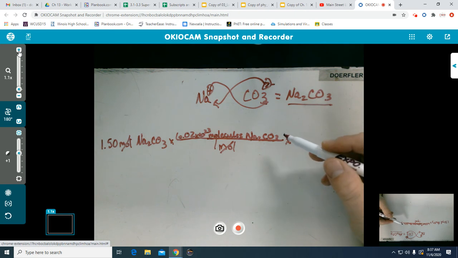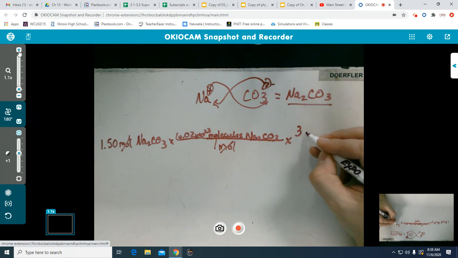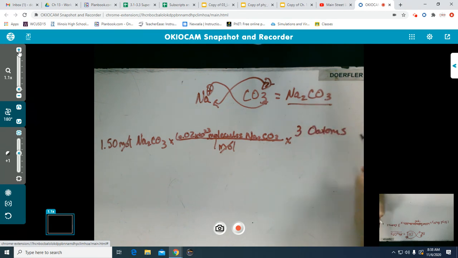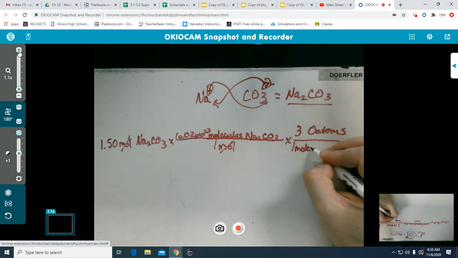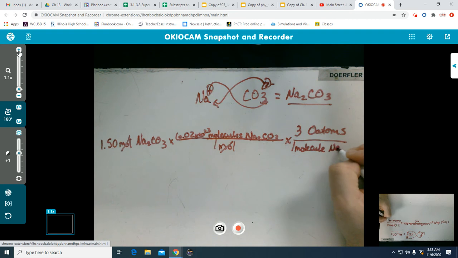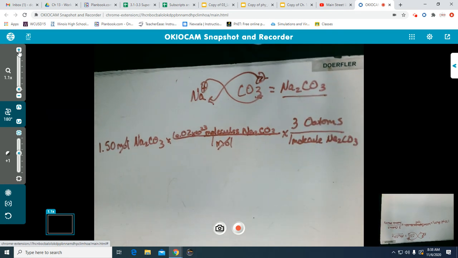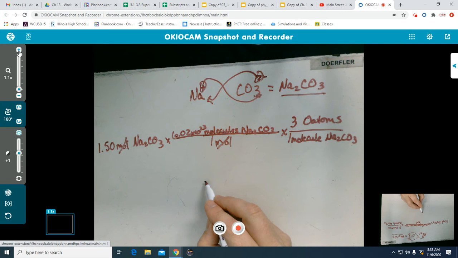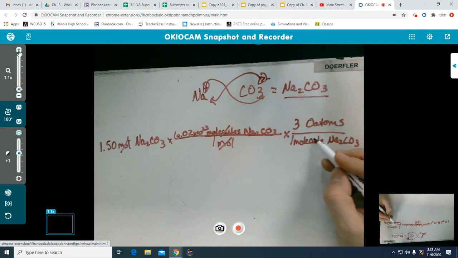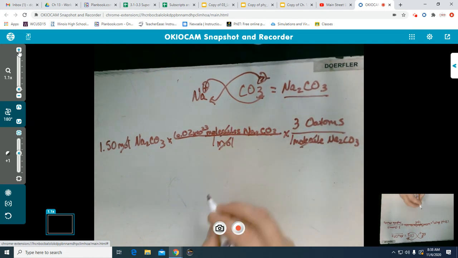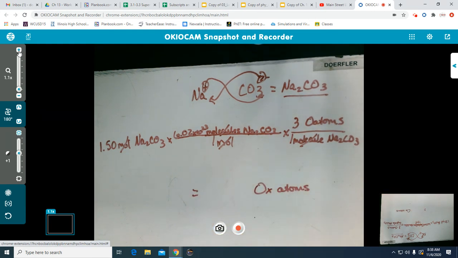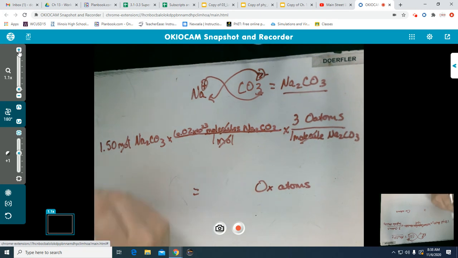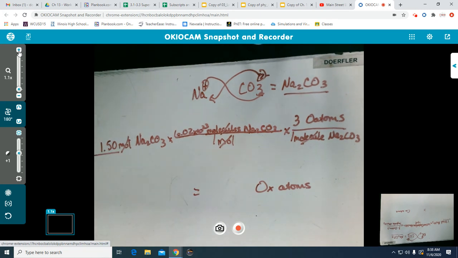So how many atoms of oxygen in 1 molecule of Na2CO3? 3. 3 oxygen atoms for every 1 molecule Na2CO3. And that allows for the molecule label to cross out, leaving us with what we want, and that is oxygen atoms. Let's go ahead and solve for this. How many sig figs in our given? 3.